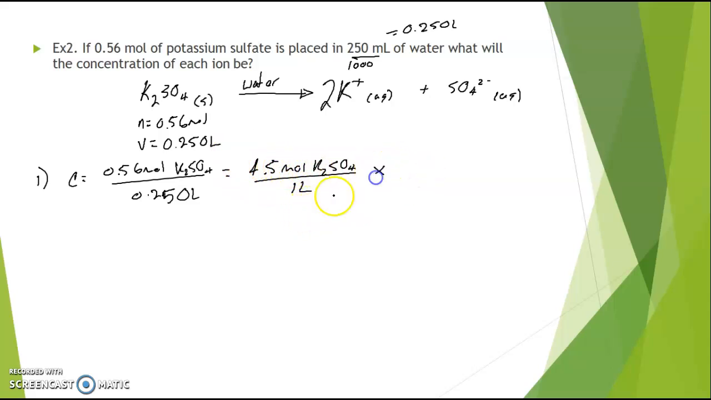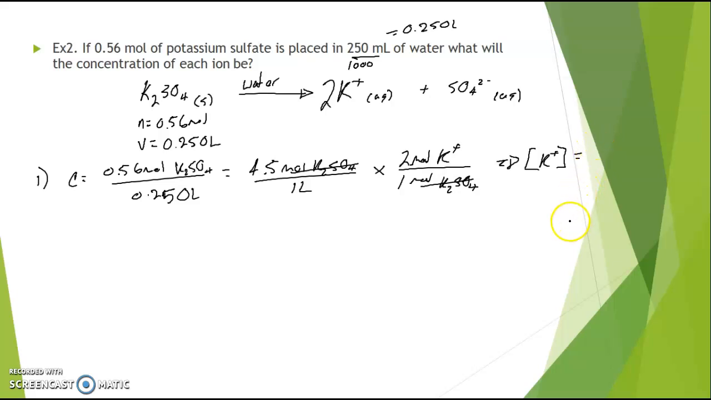Now we just do the same thing as with our last one. We do our mole ratio, and we look for what we're looking for. This one, let's look for our potassium ions. So we're looking for potassium. We have 2 moles of K plus ions for every 1 mole of K2SO4. And our moles of K2SO4 cancel out. Now we have our concentration of potassium ions as 9.